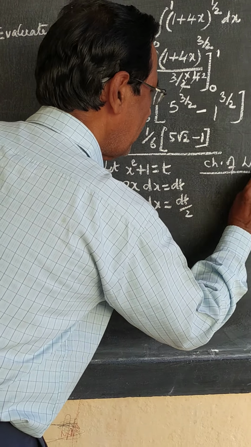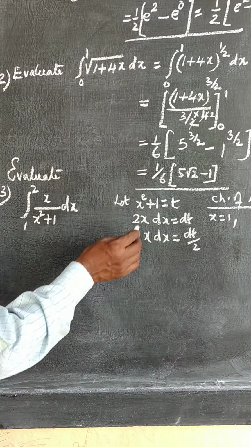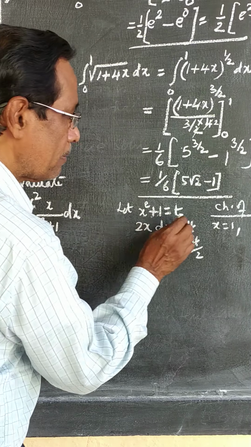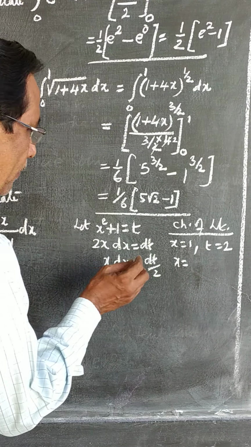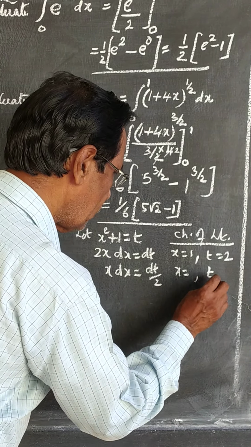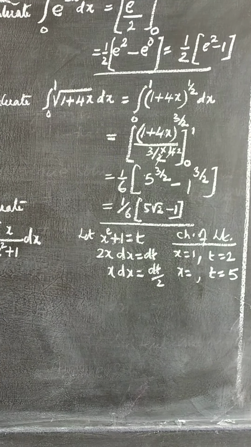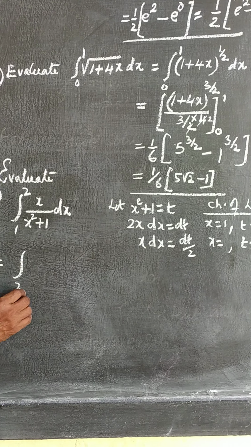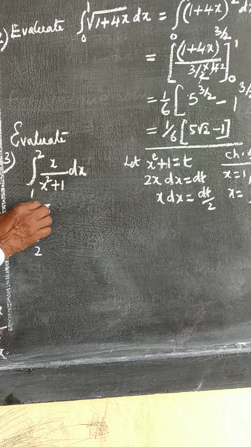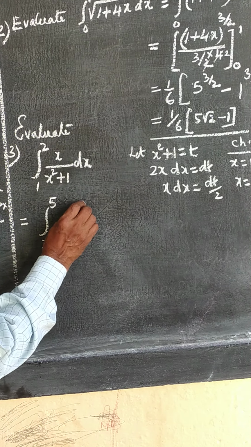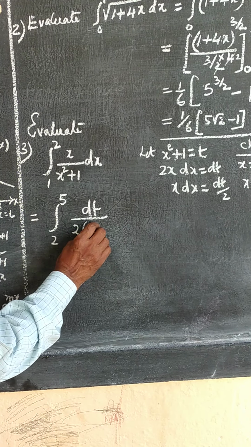What is the change of limit? When you substitute x is equal to 1, naturally the value of t will also change. Then t becomes 2. When you substitute x is equal to 2 here, t is equal to 2 square plus 1, that is 5. And therefore, the entire integration becomes integral 2 to 5. X dx becomes dt by 2, and x square plus 1 we have already assumed as t.